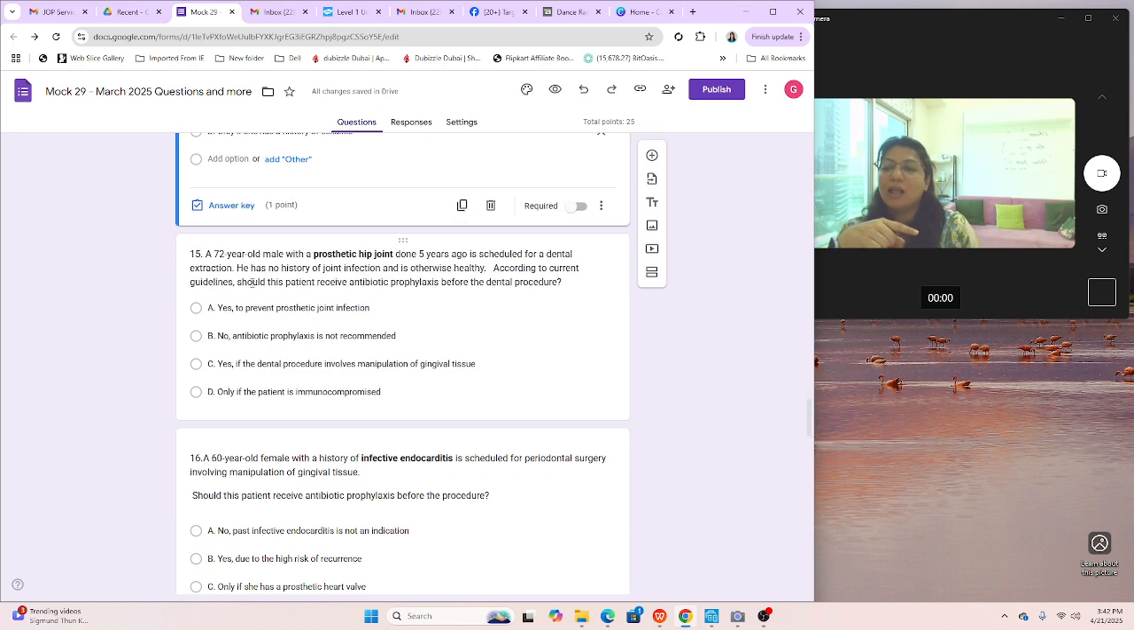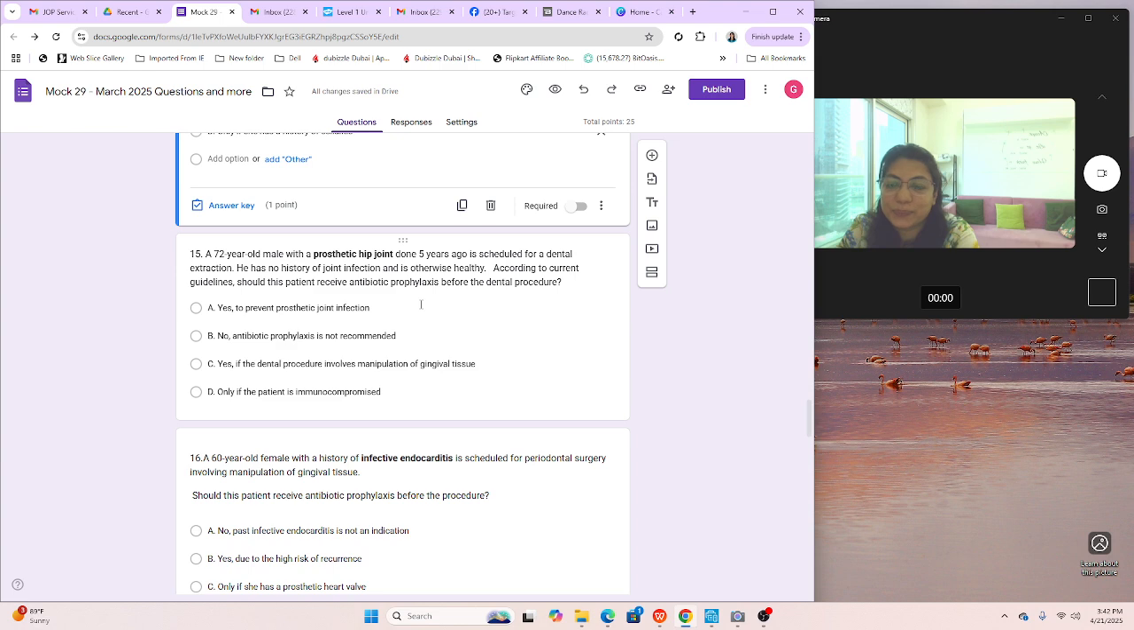Understood? Now, last question for the day. A 72-year-old male with a prosthetic hip joint. It's a hip joint, not a cardiac valve. Okay, done 5 years ago. Is scheduled for a dental extraction. He has no history of joint infection and is otherwise healthy. According to current guidelines, should this patient receive antibiotic prophylaxis before the dental procedure? Yes.